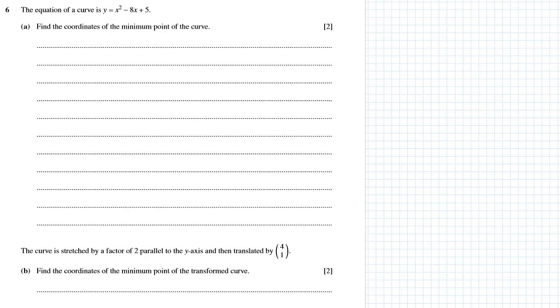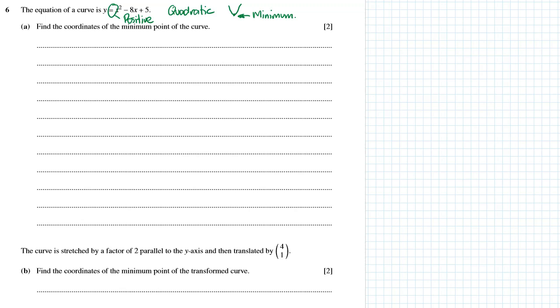In question 6, they give us an equation and say, part A, find the coordinates of the minimum point. What we should notice is in front of the x squared is a positive number. It's 1. And this is a quadratic. We know a fair bit about quadratics. Because it's positive in front of x squared, we know that it's going to be a smiley, so it will have a minimum, which means the minimum point is the turning point of the curve.